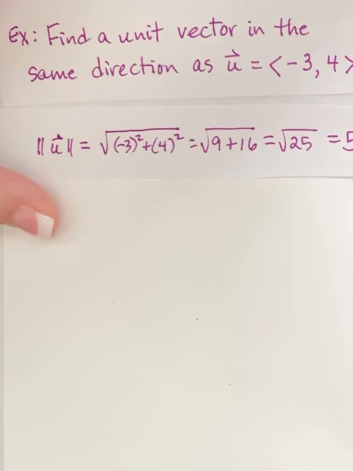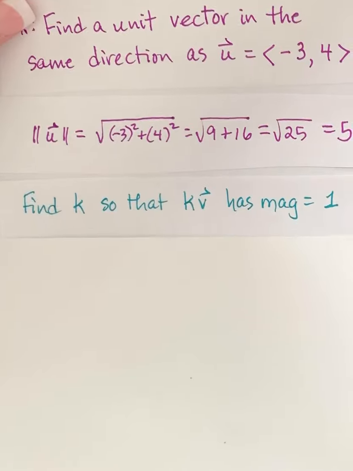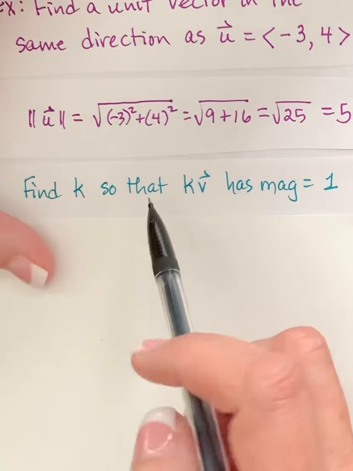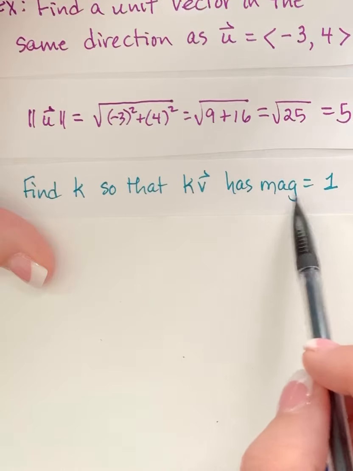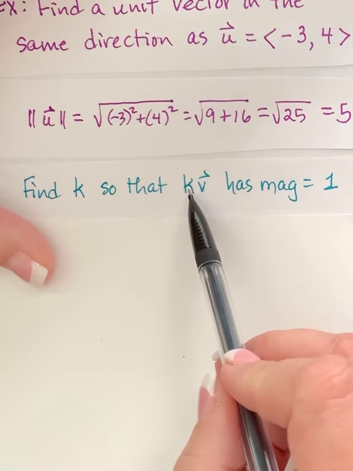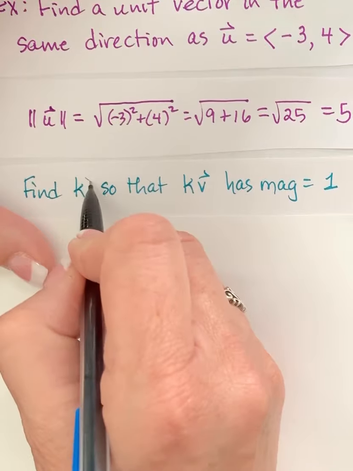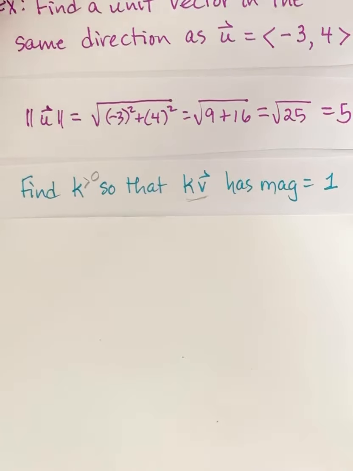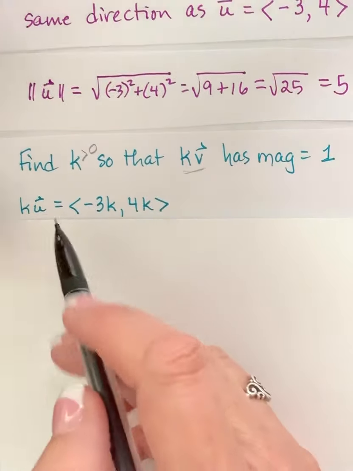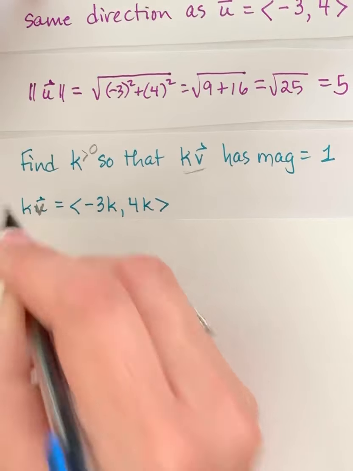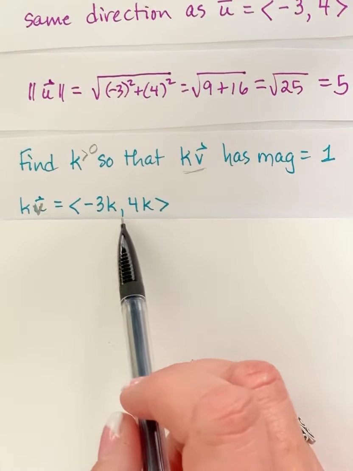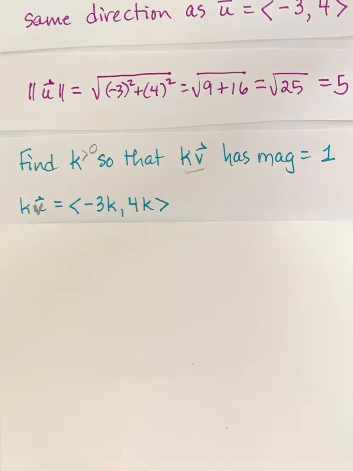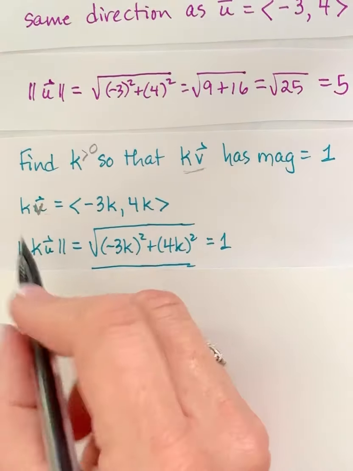So you can see u is not a unit vector, but we want one that is in the same direction as u, but is a unit vector. Basically we need to find a scalar k so that k times vector u has magnitude equal to 1. Remember, if you multiply by a scalar, and this is assuming that k is positive, this k times vector u will be in the same direction. So k times vector u is going to have these components, -3k, 4k.